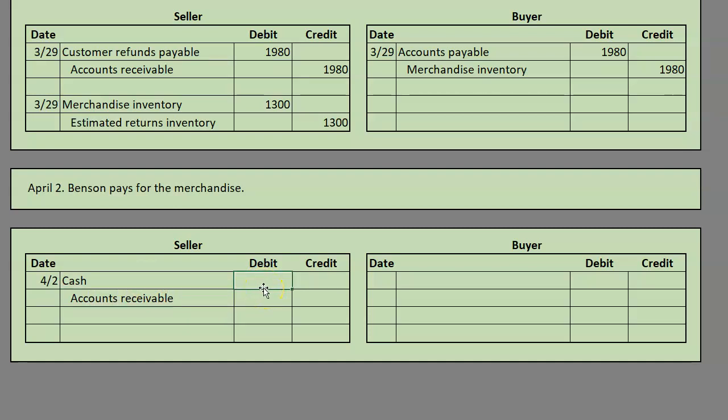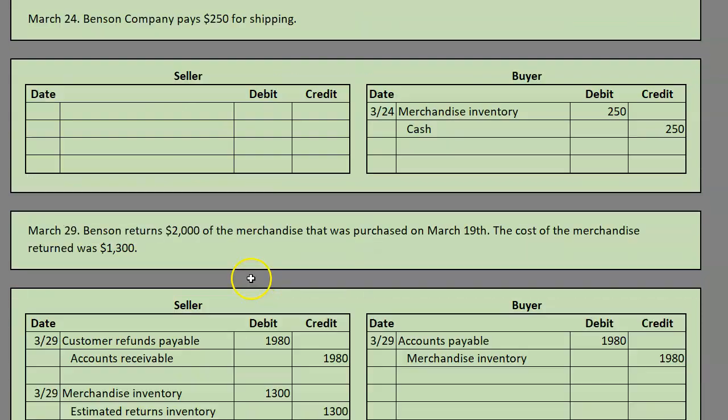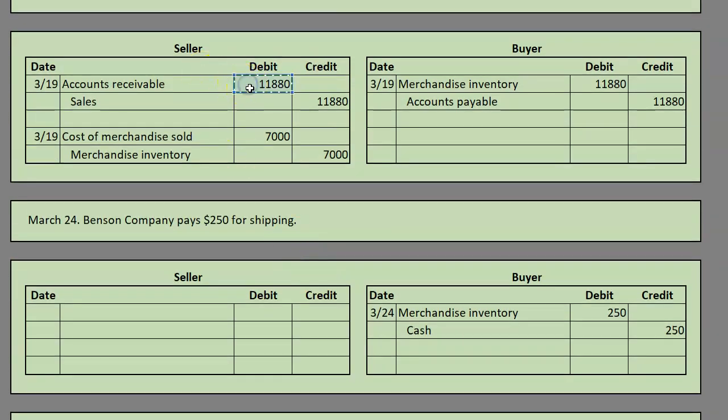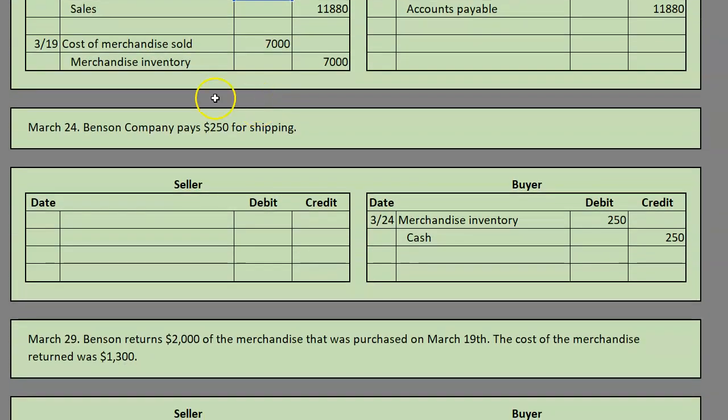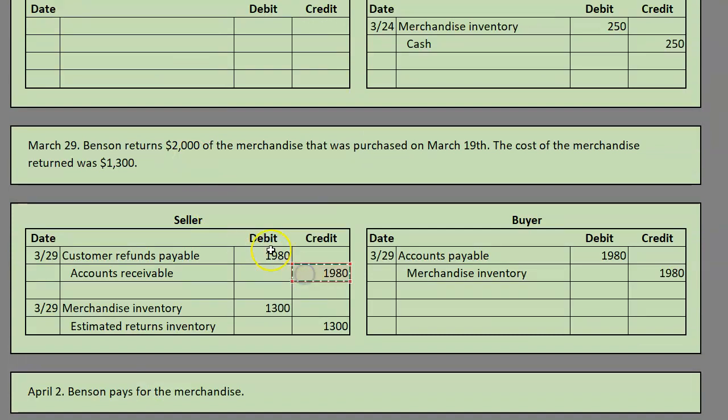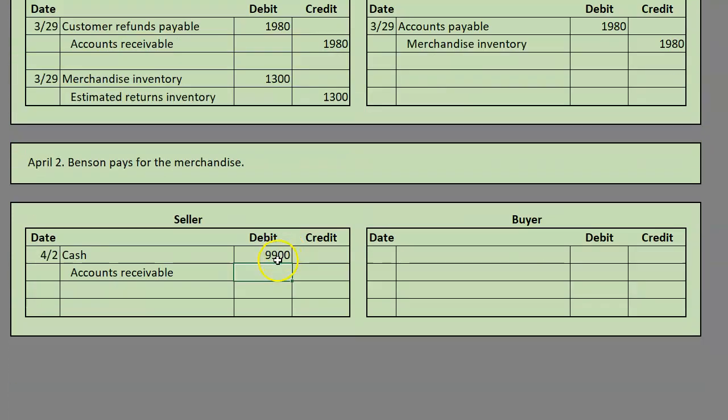Now, the amount of cash that's being received is equal to the original sale, net of the discount, minus the return, net of the discount. So in this case, they're getting $9,900 cash.